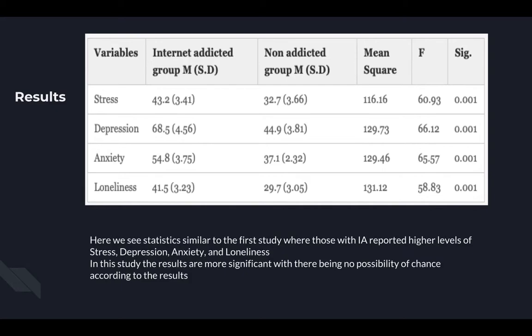As you can see, significance is 0.001, so it's unlikely that this is due to chance. And you can also see here that the mean scores are much higher in the internet addicted group compared to the non-addicted group, with standard deviation not showing that these variables change in the internet addicted group due to chance.